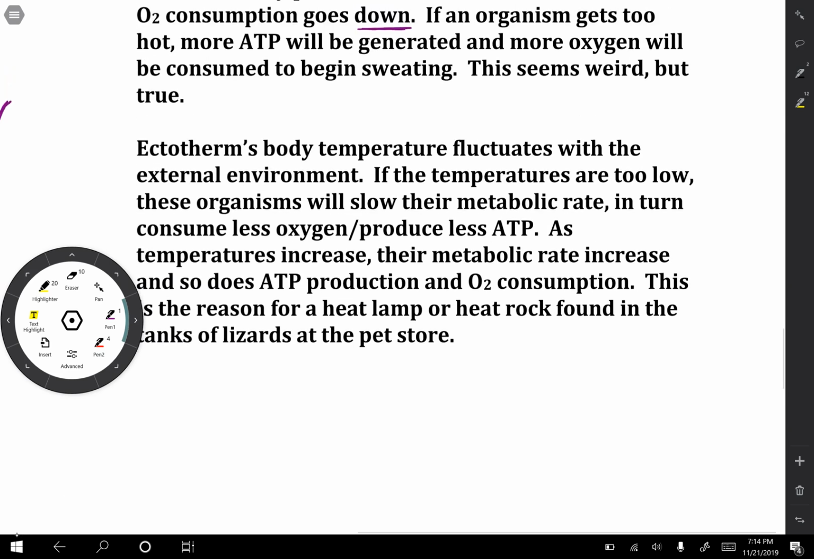An ectotherm has a little bit of a bigger problem. Their body temperature fluctuates with the external temperature. So if it's really cold out and you're a lizard or a reptile, you're going to slow down to the point that you might even die, because your metabolic processes are going to slow down so much. And if your metabolic processes slow down, you're going to consume less oxygen. If you consume less oxygen, you're going to produce less ATP, and you're going to have a lower respiration rate. So their body temperature is directly related to the outside temperature, and their respiration rate is related to the outside temperature.